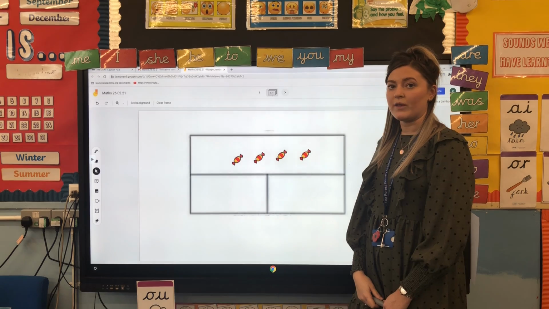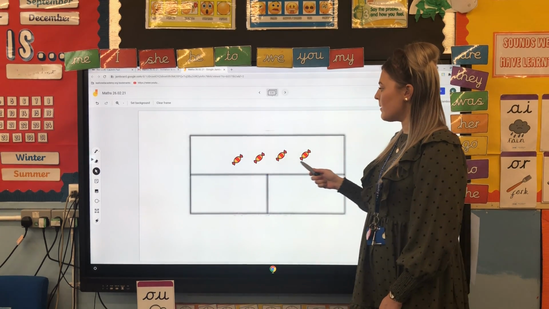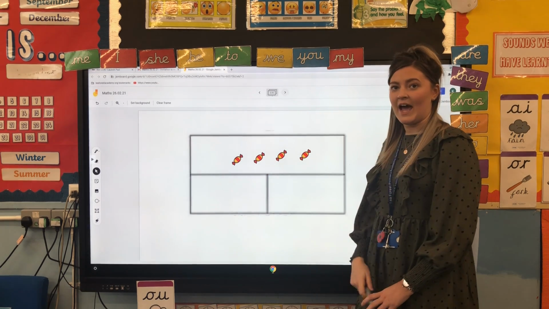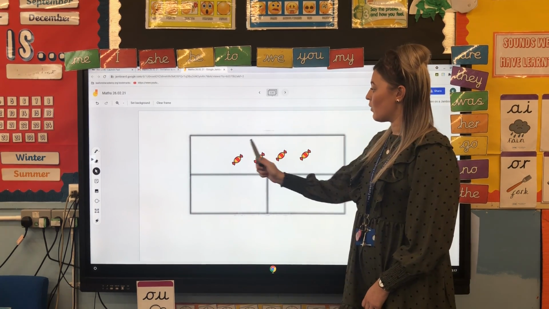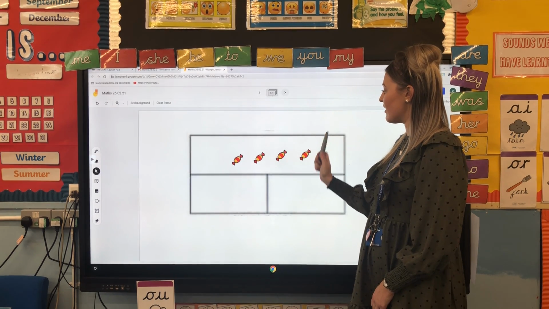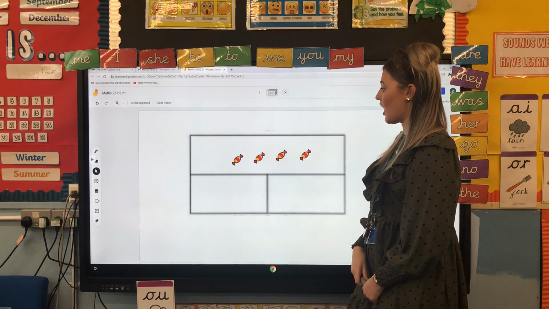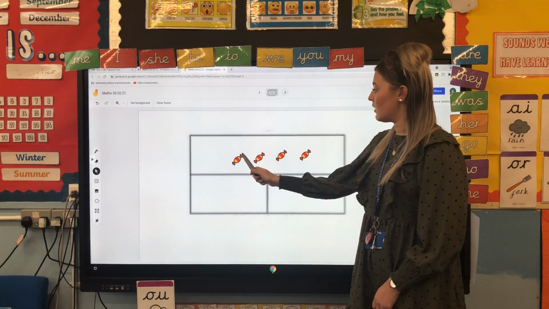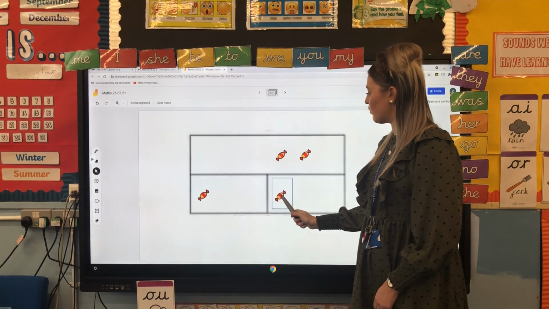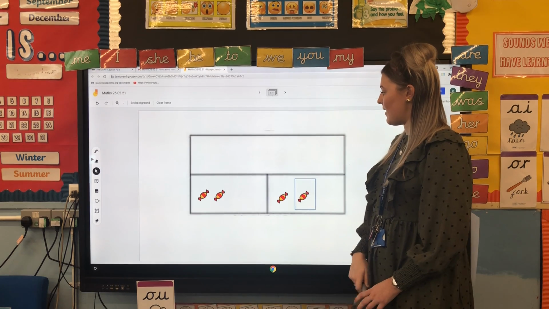We have one more that we're going to have a go at doing together. What number do I have here? Just tell an adult at home. 1, 2, 3, 4. Well done if you have said 4. I am going to halve the number 4 equally into my two groups. 1 for you, 1 for me, 1 for you, 1 for me.